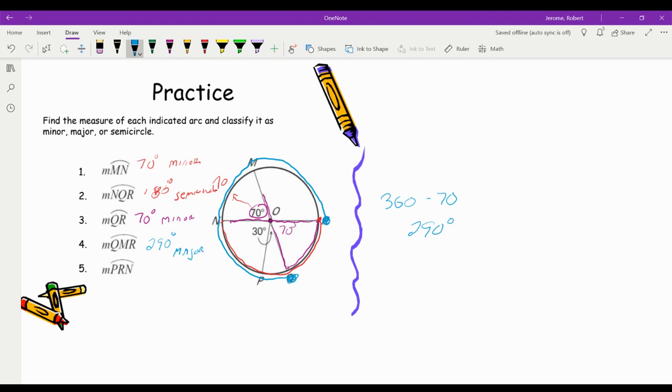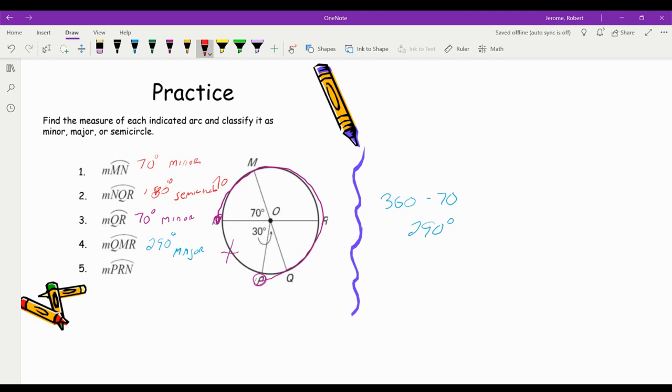And then finally, we have PRN. So let me find another color here. PRN. Getting a little messy. P through R and keep going around to N. So we don't want this part. Well, again, we can do a lot of different things. We can add them up as we go, or we can figure out that part and subtract it.